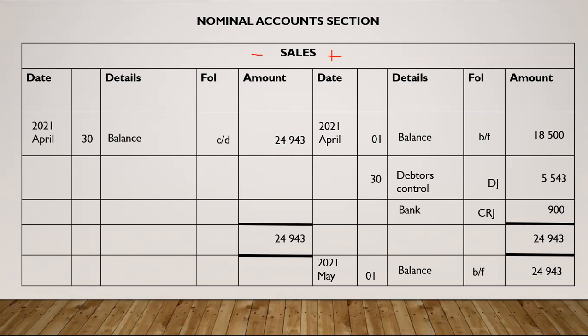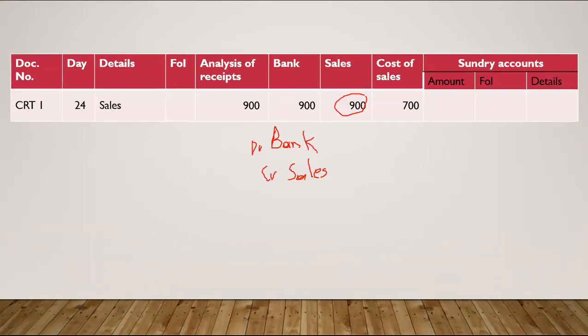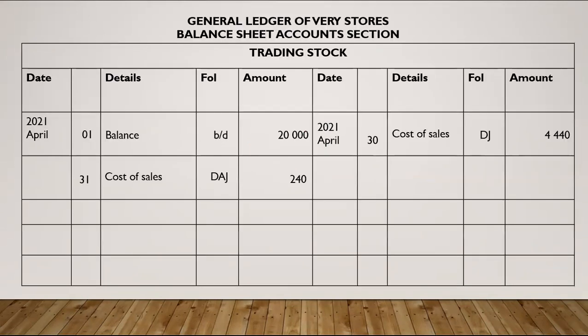Okay, the last one will be cost of sales. So here we sold for cash, but nothing changes. We are still going to debit cost of sales and then credit trading stock because we are losing trading stock. We are going to credit trading stock, TS, trading stock. Okay, so on the debit side of cost of sales, on the credit side of trading stock, I will record cost of sales, CRJ, the amount will be 700.